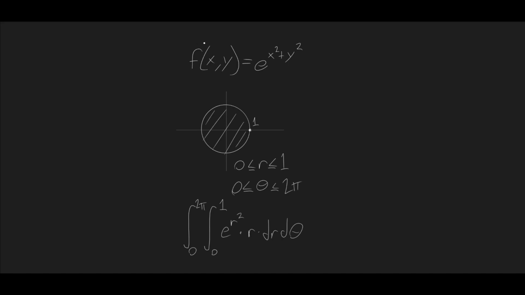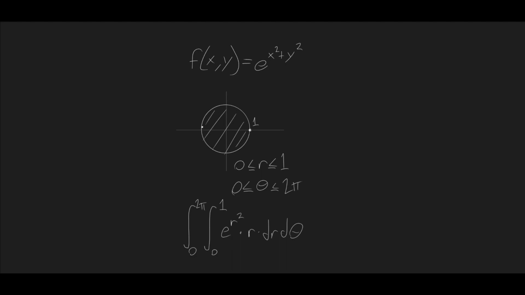Here we have a surface f of x, comma, y, which is equal to e to the power of x squared plus y squared. And we want to evaluate the double integral, or find the volume, of this surface over the region of the unit disk with radius 1. So it's this disk centered around the origin that has a radius of 1.